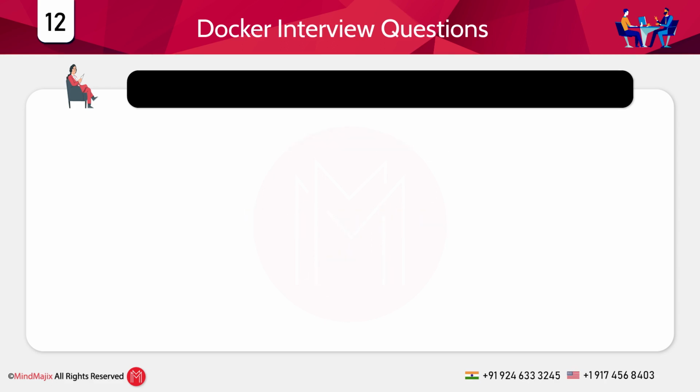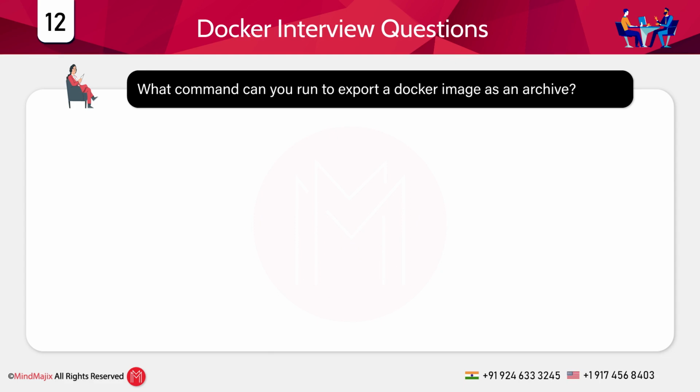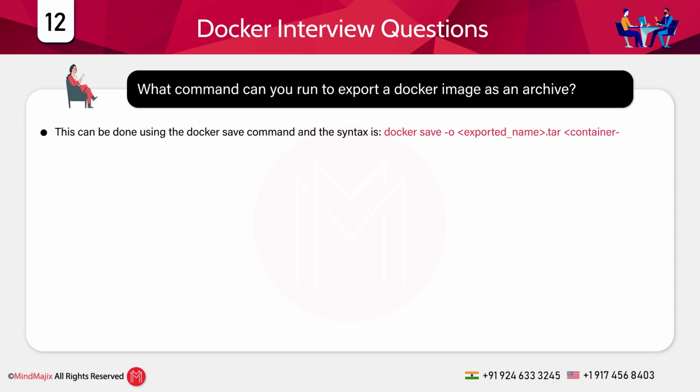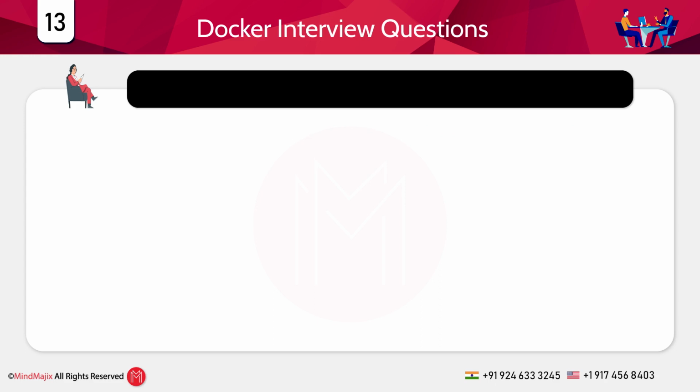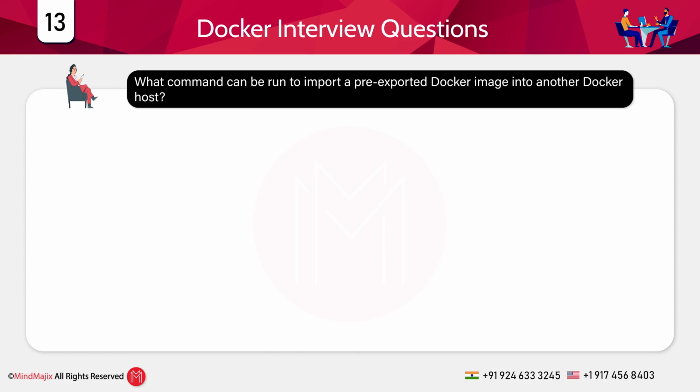The 12th question is, what command can you run to export a Docker image as an archive? This can be done using the docker save command, and the syntax is docker save -o, then the exported tar name, which you provide here, and the image name. The 13th question is, what command can be run to import a pre-exported Docker image into another Docker host? This can be done using the docker load command, and the syntax is docker load -i, the name you want to provide, and then .tar.